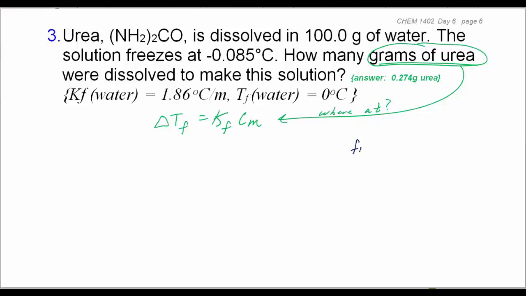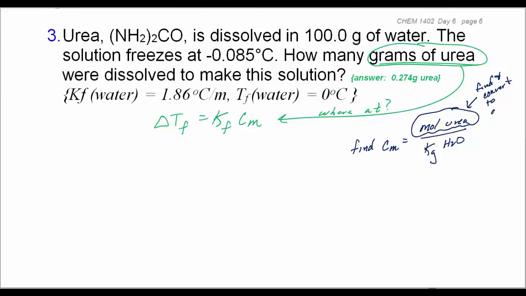If we find Cm, remember that's going to be moles of solute, which is urea, divided by kilograms of solvent, which is what, water. Let's find this and then convert to grams. And then we'll be done. Okay, that's the game plan. Let's use our freezing point depression equation to solve for molality, and then using the molality, we'll solve for moles and get grams. So it's a little convoluted, right? So let's see if we can get it. First, let's get Cm.